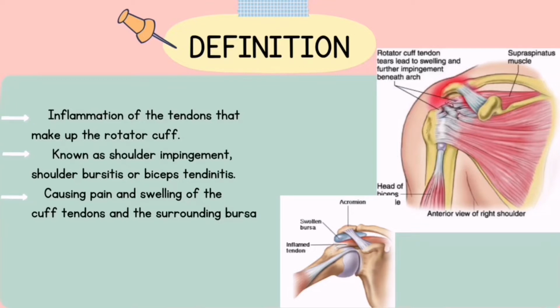It is also known as shoulder impingement, shoulder bursitis, or biceps tendonitis. It is a pain and swelling of the cuff tendons and the surrounding bursa. The bursa is a soft sac that contains a small amount of fluid that cushions the joint.